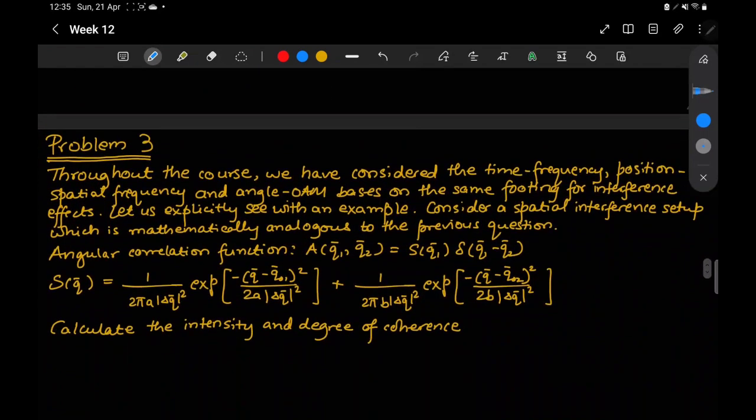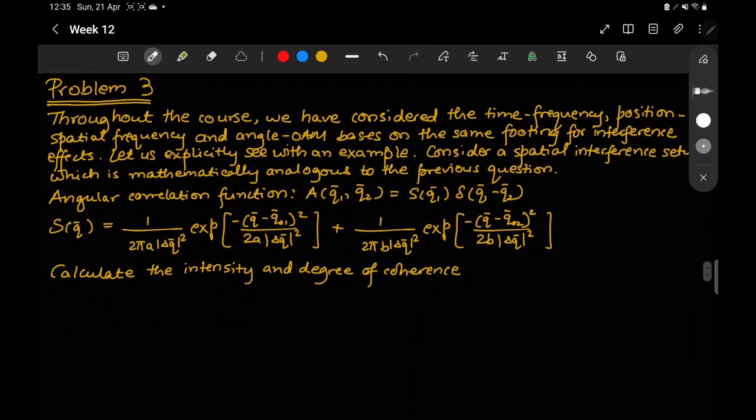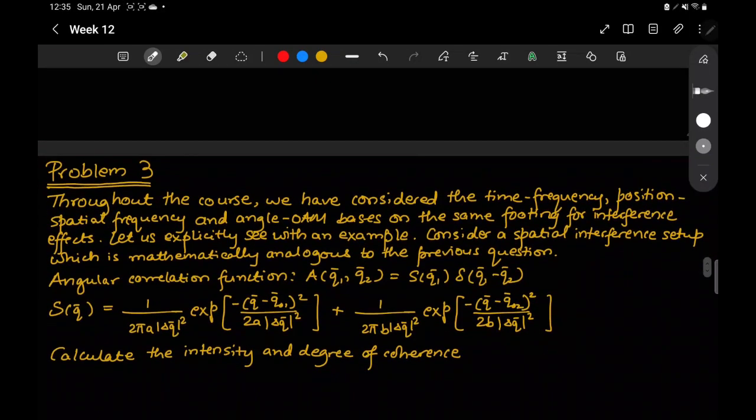So now we come to the final question of today's lecture. So this is problem number 3. Throughout the course, we have considered the time frequency, position spatial frequency, and angle orbital angular momentum bases on the same footing for interference effects. Let us explicitly see with an example.